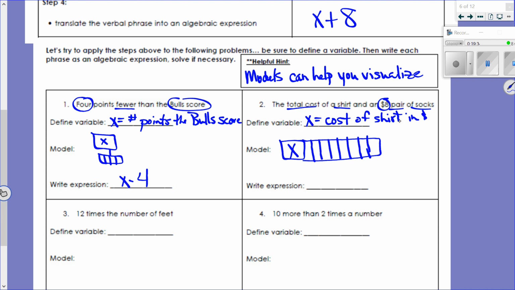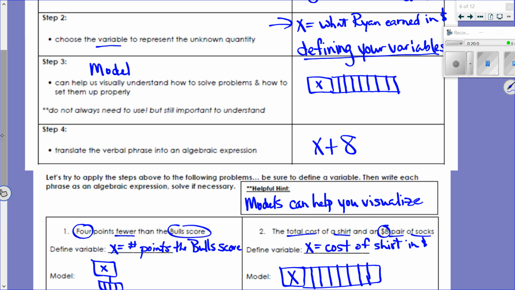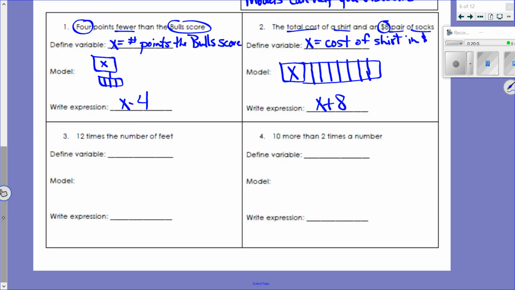Lonnie, can you turn that into an expression now? Yeah, it's that easy. If you look at the models and you understand what the models look like, guys, turning it into an algebraic expression is really easy. That's why we have that helpful hint. Those models help you visualize what your algebraic expression is going to look like.